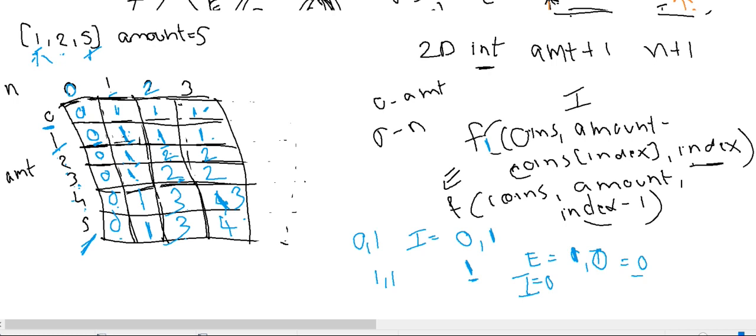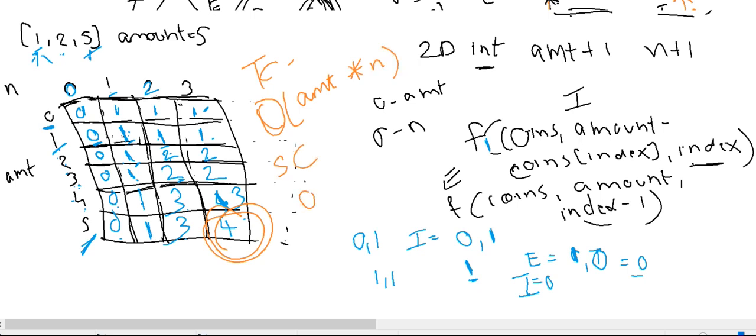And your answer lies here. This is your answer, which is 4. Now, if you do this way, our TC is O of amount times N, and our SC, space complexity, is O of amount times N, right? So this is our TC and SC.